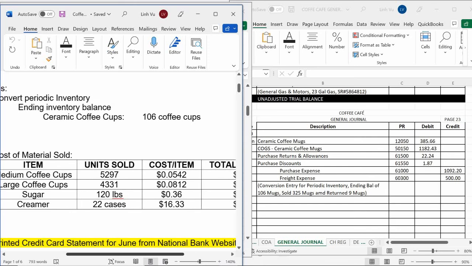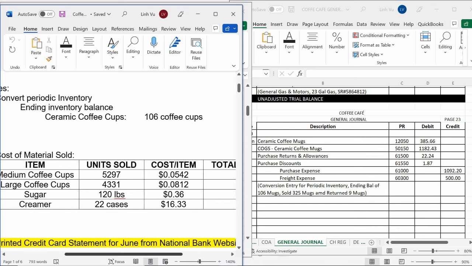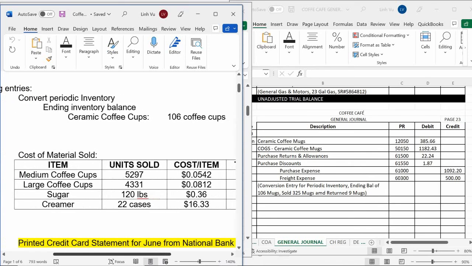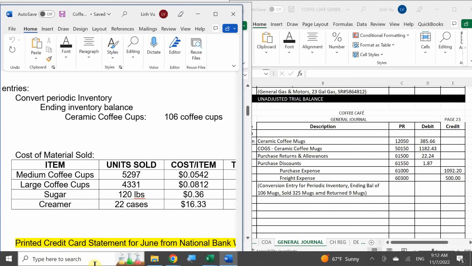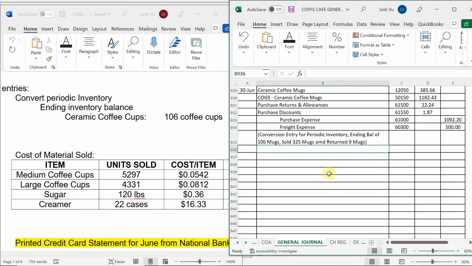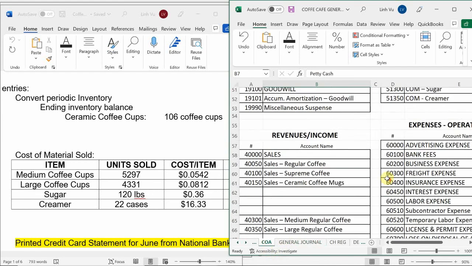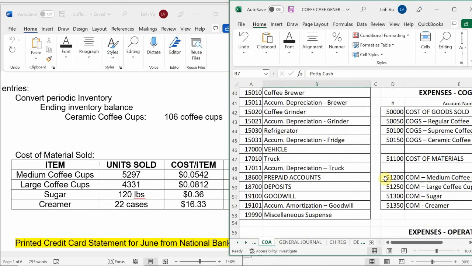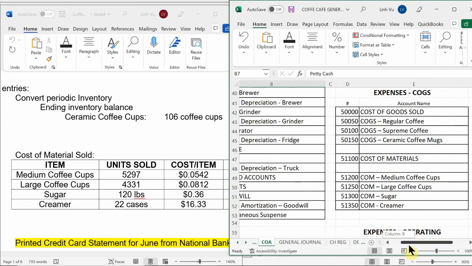So, how much is the total cost for using all of my medium coffee cups? Well, first off, let's figure out what I am going to do. How am I going to journalize this? What am I going to journalize? How am I going to represent this cost right here? Okay, would it be your cost of materials sold? Yep, cost of materials.